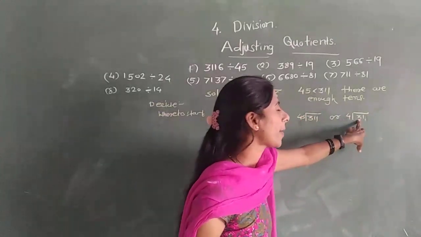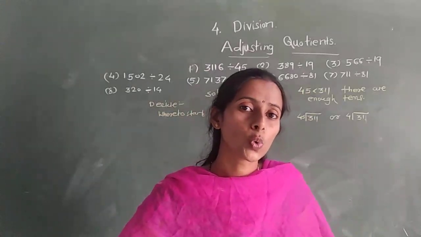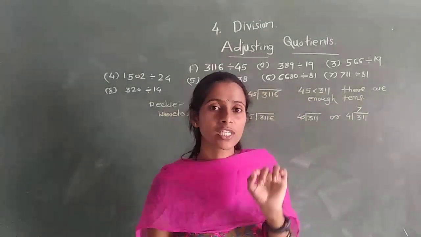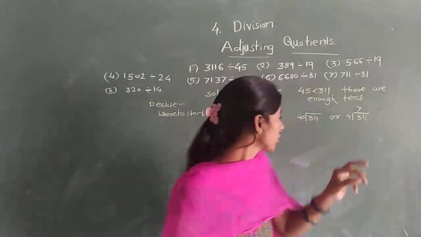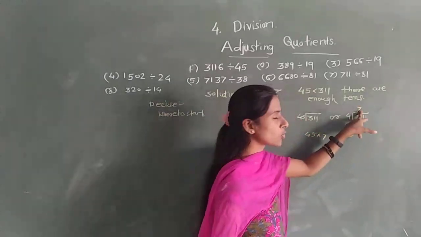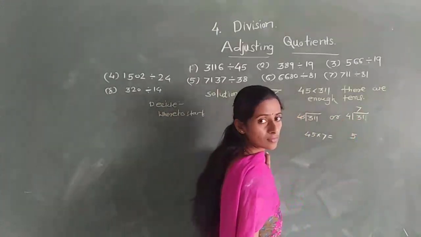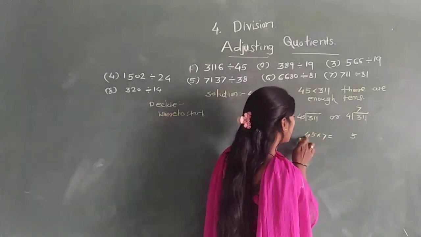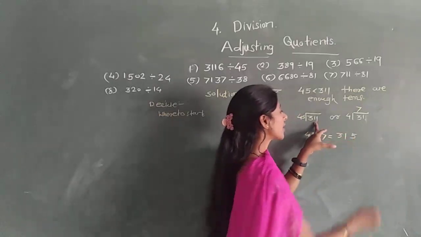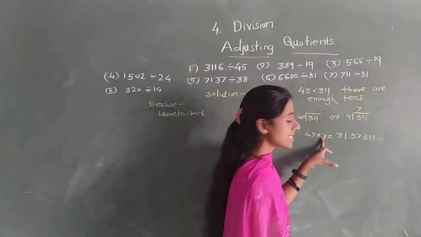So count the table of 4 up to 31. 4 7s are 28, 4 8s are 32. Okay, so 4 7s are 28 and this estimated quotient is high. By trying, first multiply 45 into 7, so the estimated quotient is 7. 7 5s are 35, carry over 3, 7 4s are 28 plus 3, 31, so 315, which is greater than the dividend. So try the next lower number, that is 6.